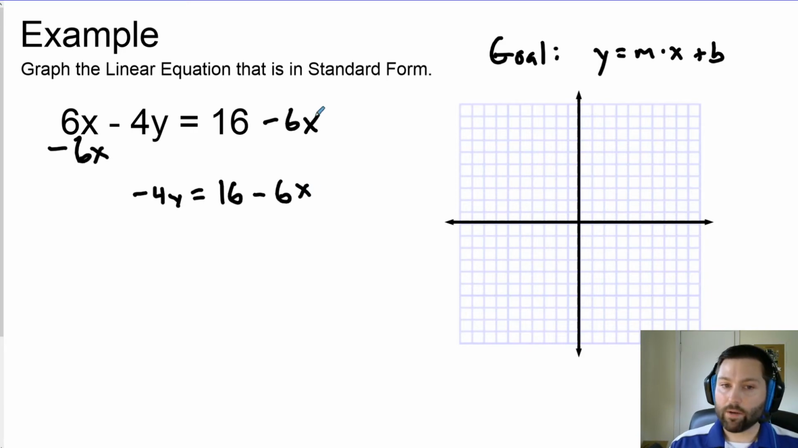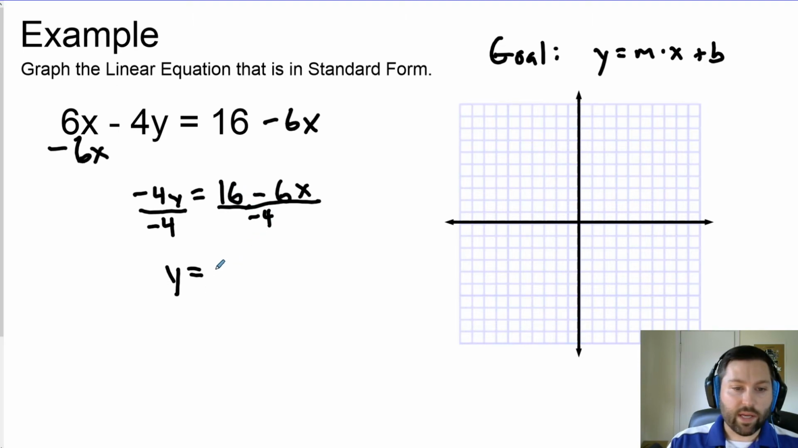Now, I'm almost there, but the problem is I have a negative 4 as a coefficient for my y, but I can't have any coefficients. So what I'm going to do is divide both sides by negative 4. And what that does is it reduces the coefficient from negative 4 down to 1 because these amounts are opposite. So I get a y over here. The 16 divided by negative 4 is going to be negative 4. And then negative 6 divided by negative 4.